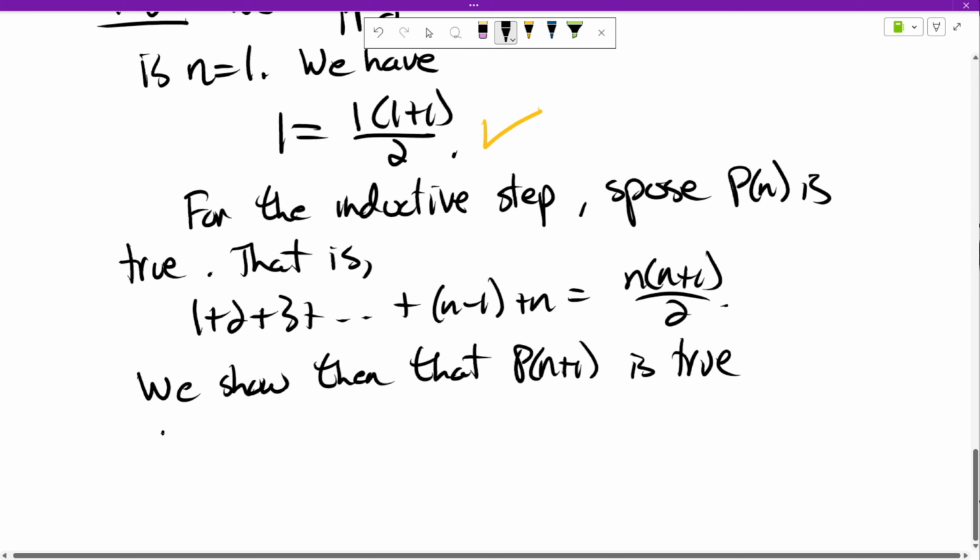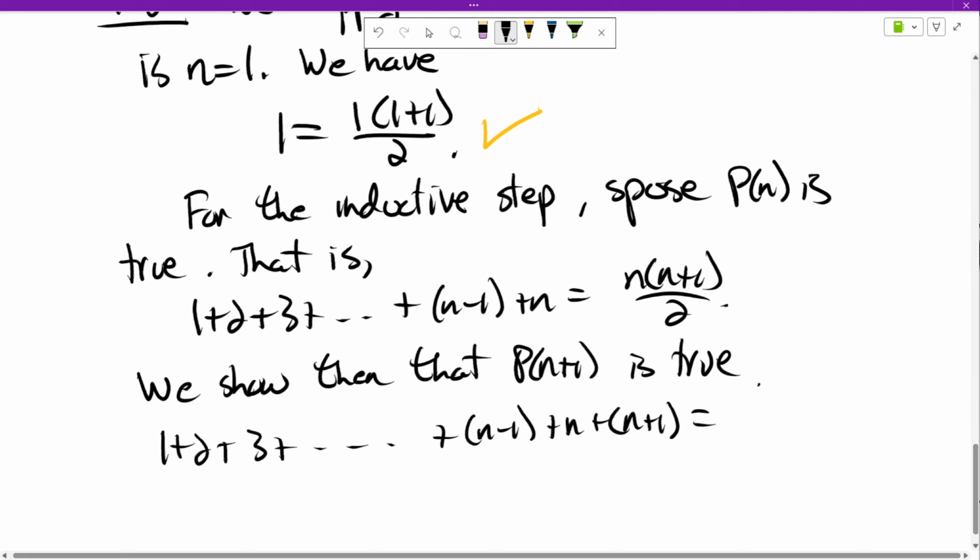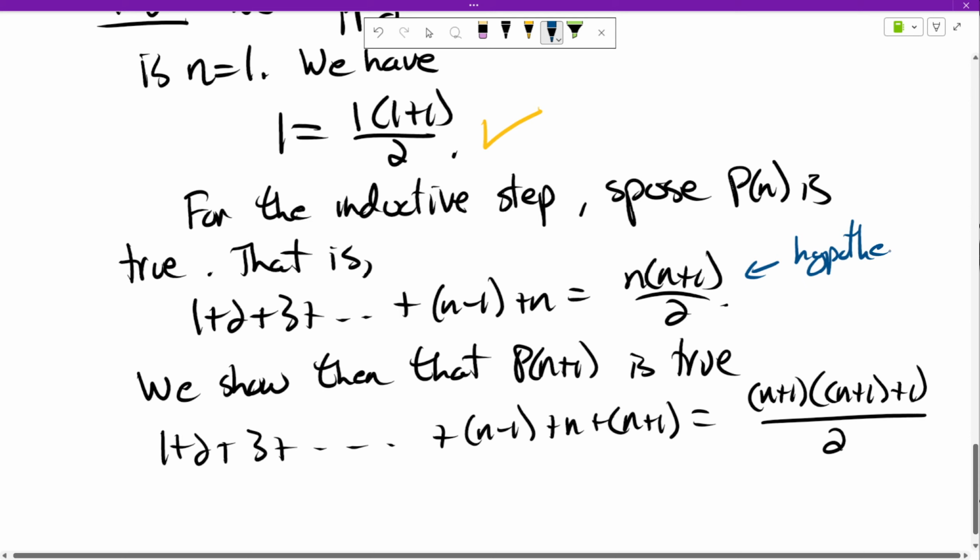What's P of n plus 1? Well, you do something similar, but you add up to n plus 1 instead. And on the right, instead of having an n, you have an n plus 1. Okay. So here is our assumption, or hypothesis, if you like. And here's our conclusion. And we want to go from the hypothesis to the conclusion.